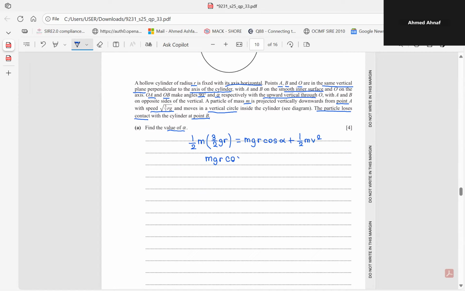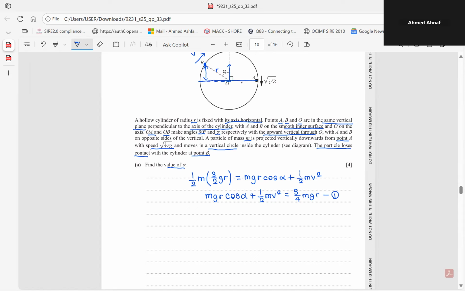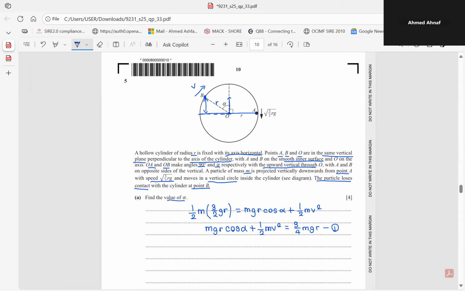Okay, now let's simplify everything. So mgr cosine alpha plus half mv squared is equal to 3 over 4 mgr. So we're not gonna cancel out or factor out any terms. I'm just gonna leave the equation like this. You'll see later on why I did this. Okay, now we're gonna look at it from a forces point of perspective.